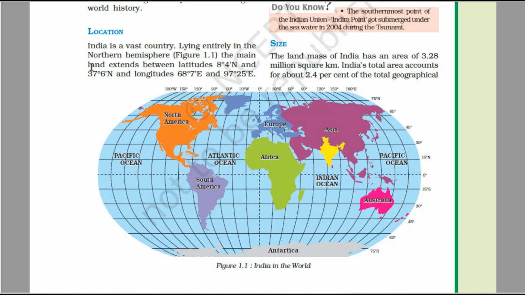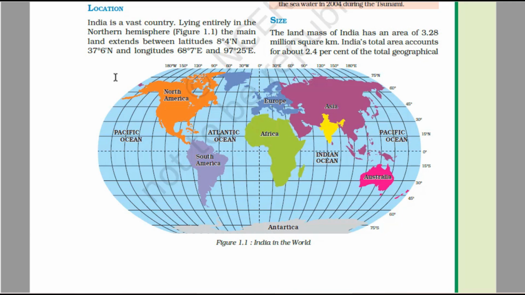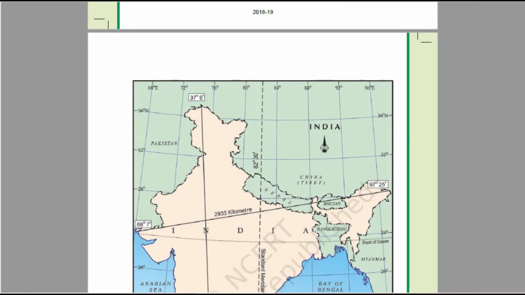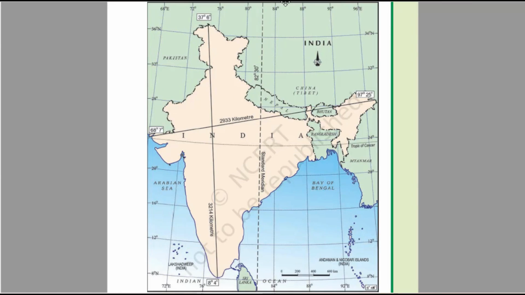Now the mainland extends between latitude 8 degree 4 minutes north and 37 degree 6 minutes north, and longitude 68 degree 7 minutes east and 97 degree 25 minutes east. Let us clear it with the help of the India map. Here it is.